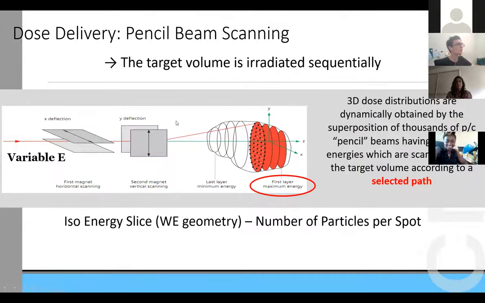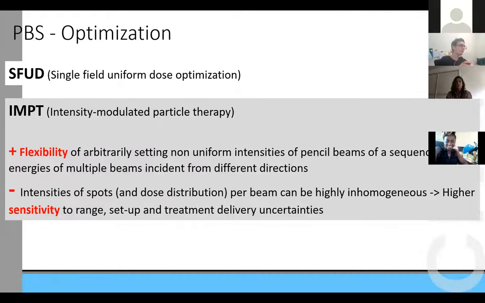We have pencil beam scanning here, both for protons and carbon ions. There are advantages and disadvantages actually, but from the treatment planning point of view, with pencil beam scanning you can basically follow two ways of planning. You can do what is called single field uniform dose optimization, so for each beam you optimize a uniform dose to your target volume. Or you can do what is called intensity modulated particle therapy, which is the particle version of IMRT.